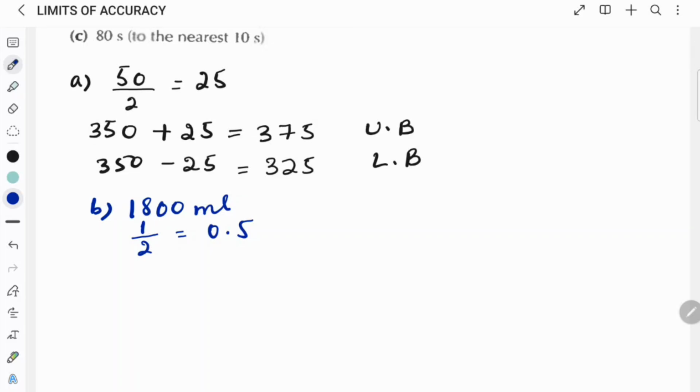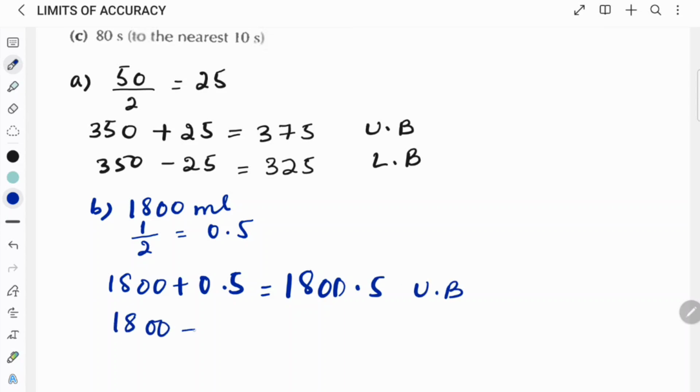So the upper bound is 1800 plus 0.5, that will be equal to 1800.5. This is the upper bound. And 1800 minus 0.5 will be equal to 1799.5. That is the lower bound. Okay, remember you are not using the calculator.